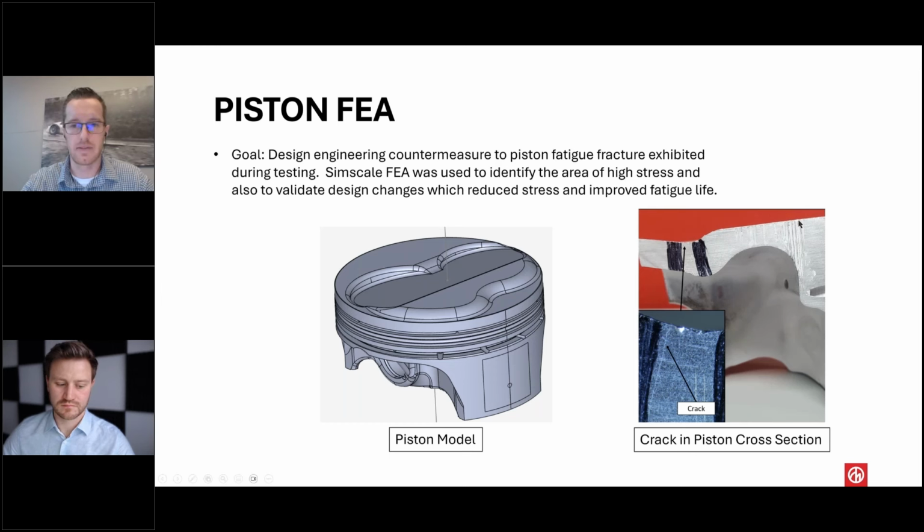You can see over here on the right, this is a section cut through the transverse plane of the piston, and this crack formed from the crown down. We wanted to use FEA to identify the high stress area here and understand what updates to geometry were necessary to form an effective countermeasure to this crack formation.